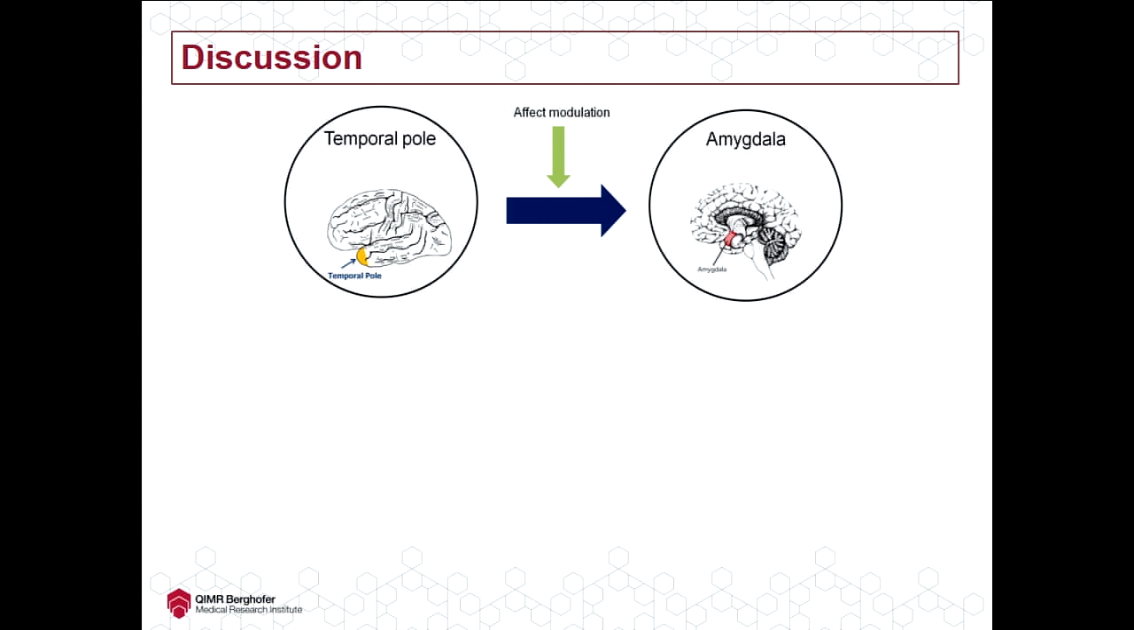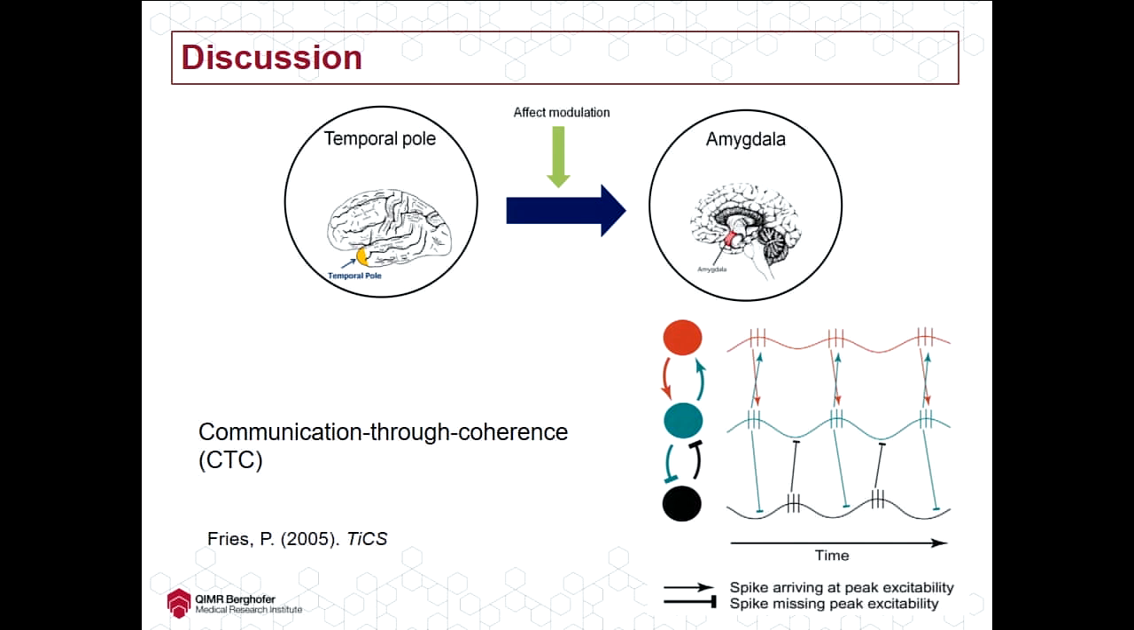Secondly, the high frequency activity found in these regions and the communication in the low frequency range give credence to the communication through coherence hypothesis. So for example, here, the 2 neuronal groups, the red and the green, have high gamma burst activity happening at excitability peaks of each other, and that's why there's coherent communication between them. Whereas another neural group, shown in black here, although it has gamma burst activity, fails to communicate efficiently because it misses these excitability peaks.